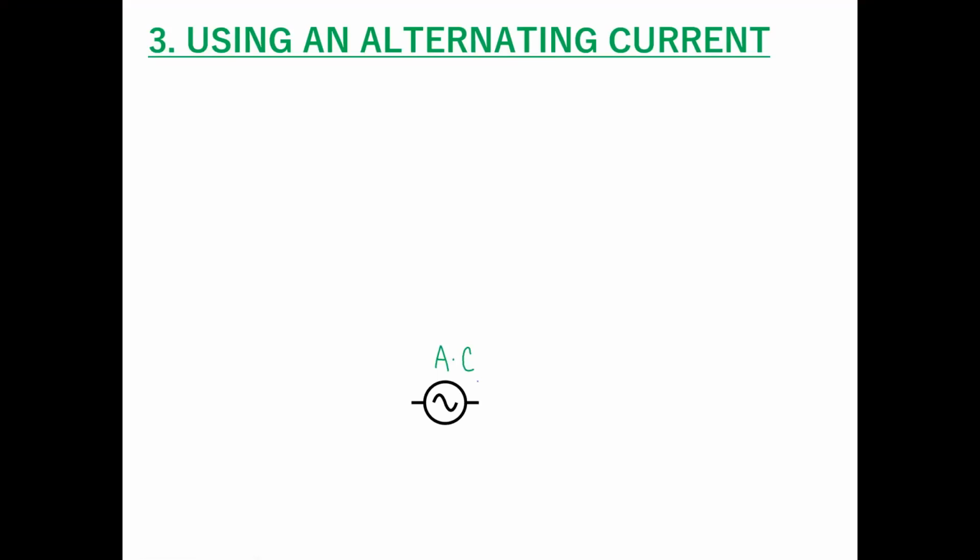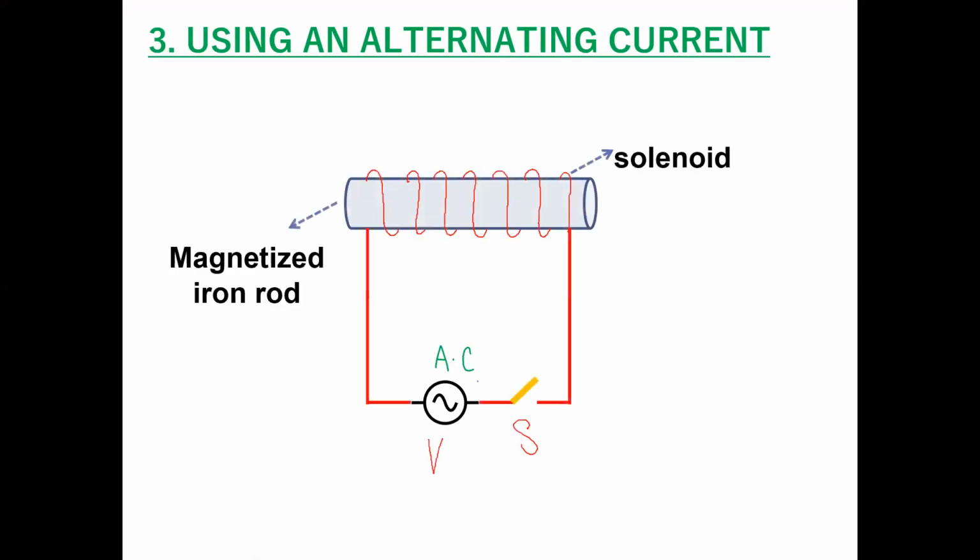Number three, using an alternating current. This is an AC supply, and we have placed the magnetized iron rod. You have to copy this diagram.